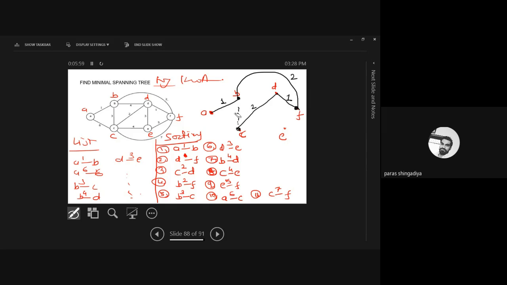Now next is D and E. Here we can connect D to E, whose weight is 3. By using this connection, the graph has no circuit. Does not contain any type of cycle. Next, 3 is done.